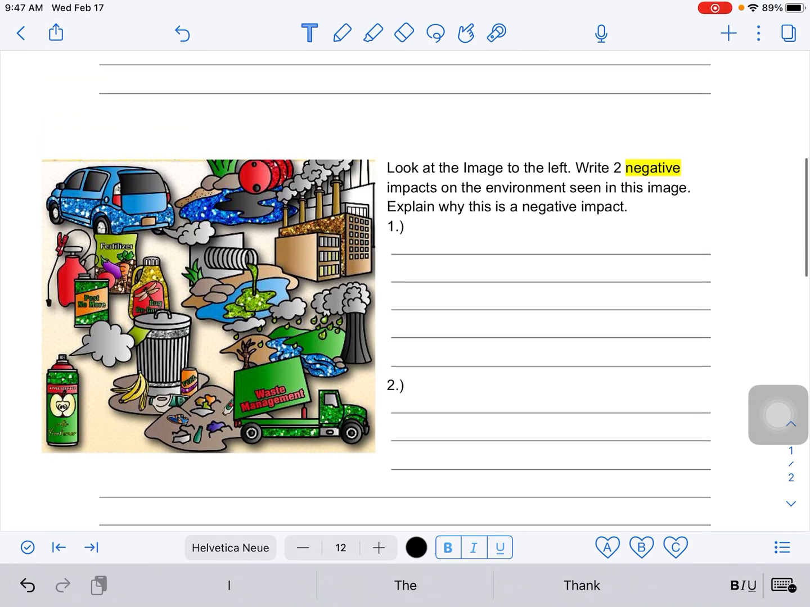Make sure you complete this. You should have at least 2 sentences for each section right here. So 2 sentences, all right?